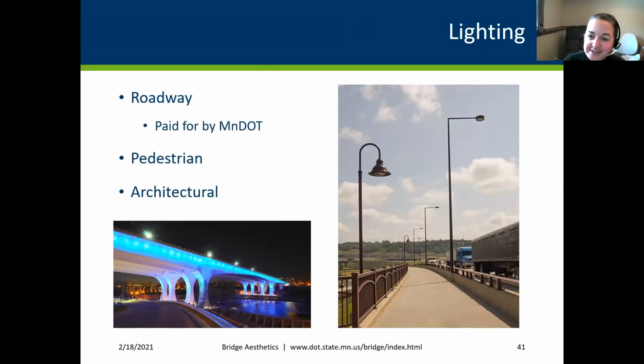Lighting. This one is always confusing. If you actually read the cost participation policy, it's a little confusing. But what it comes down to is MnDOT will pay for lighting that is deemed necessary for safety, which almost entirely becomes your roadway lighting. So MnDOT will pay for roadway lighting and fixtures. That roadway lighting will almost always cast enough lumens onto a sidewalk to make it safe for pedestrian travel.